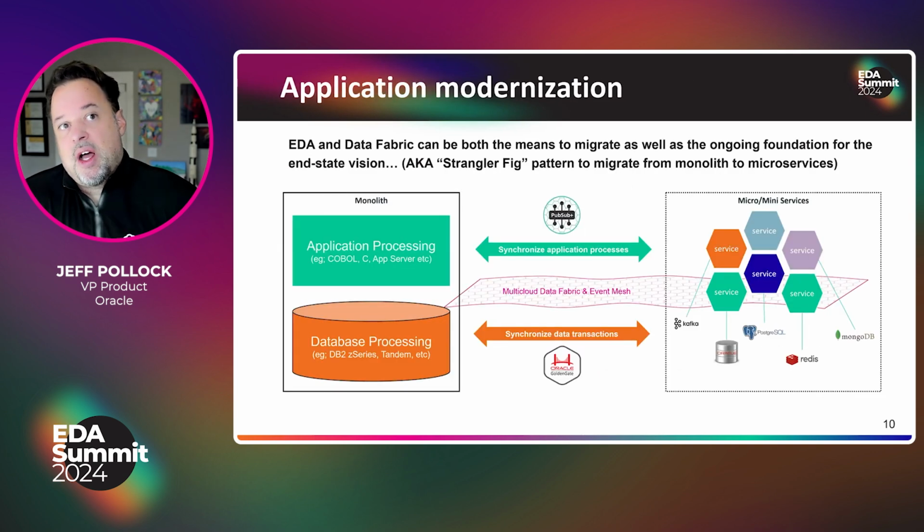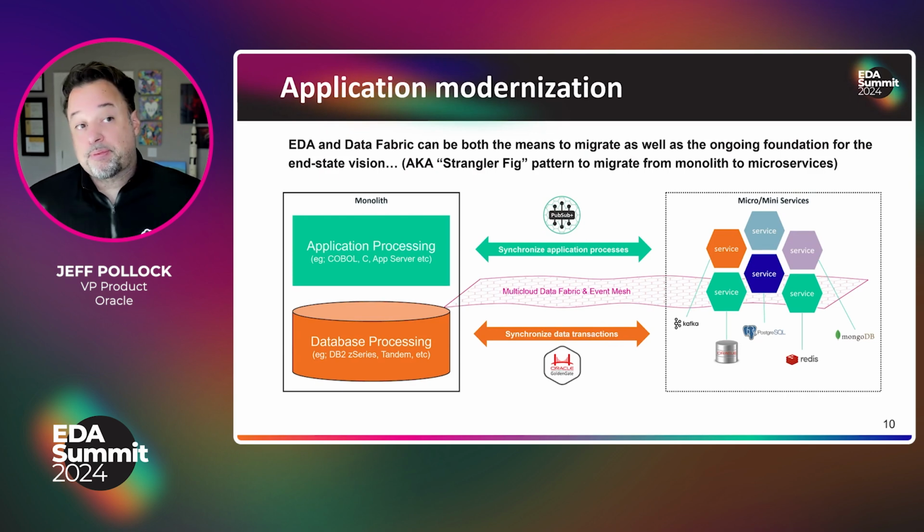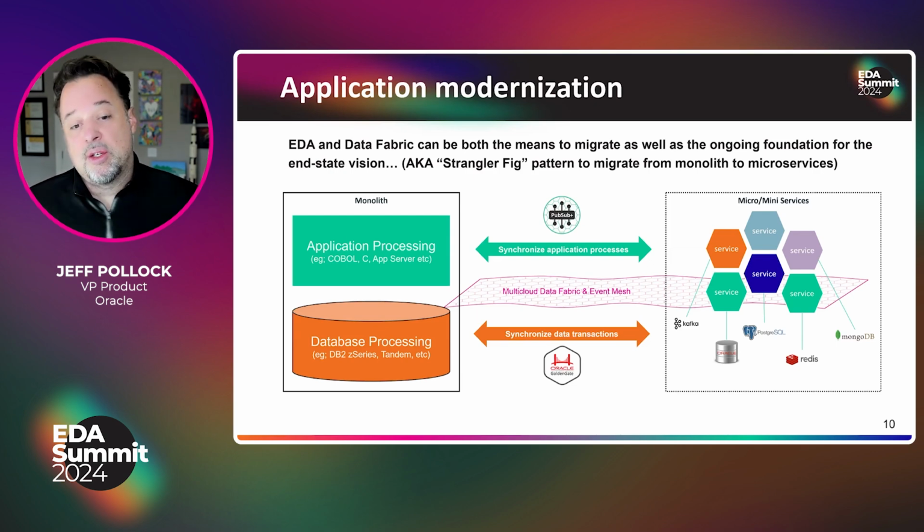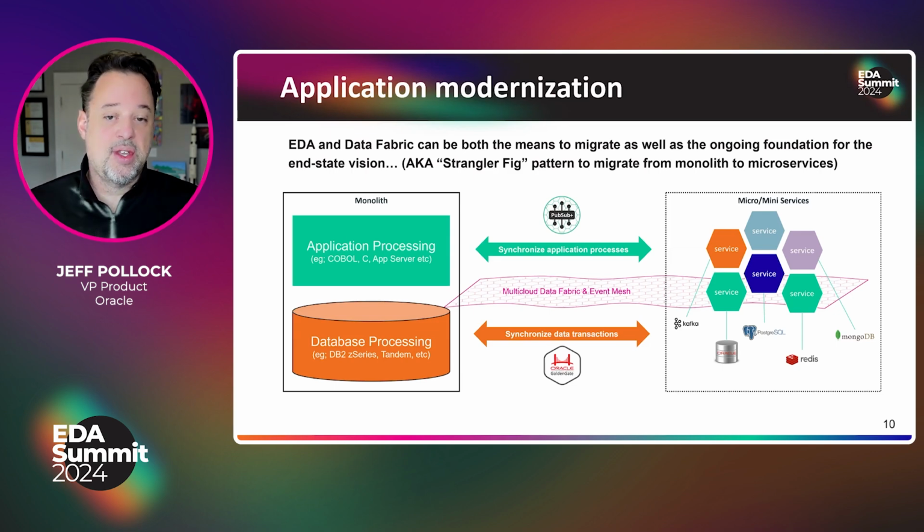A second use case that EDA and data fabrics can support is application modernization. For organizations that are looking to provide a phased approach towards eliminating older monolithic environments and moving towards micro or mini service environments, typically that's done through a phased decomposition of the functionality of the monolith. One way to support that is by utilizing a combination of an event-driven mesh as well as a data fabric, an event-driven data fabric. What we can do there is keep the data tier transactions in sync with the independent microservices, as well as keeping the application business processes in sync.